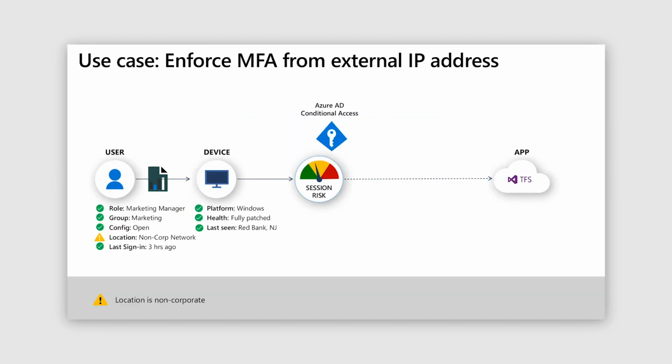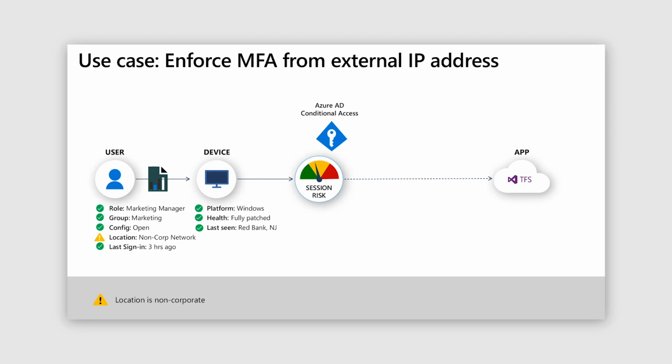This is a visualization of one of the types of sessions that a user could access a resource from. In this use case, we're going to require multi-factor authentication when a user comes from an external IP address, a non-corporate IP address, if you will. So we can see on the left here some properties of the user. We can see that their role is marketing manager. They last signed on 3 hours ago. And the only slightly risky thing here is that they're coming from a non-corp network.